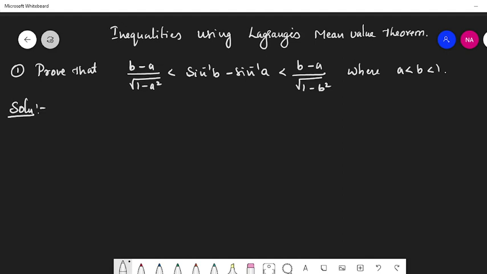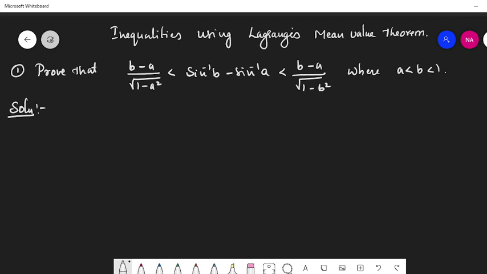In this video, we are going to prove some more inequalities using Lagrange's mean value theorem or first mean value theorem. Let us look into the first inequality we are considering in this video. First consider (b minus a) by square root of 1 minus a square is less than sin inverse b minus sin inverse a is less than (b minus a) by square root of 1 minus b square, where a is strictly less than b, which is strictly less than 1. Now we need to prove this inequality using Lagrange's mean value theorem.